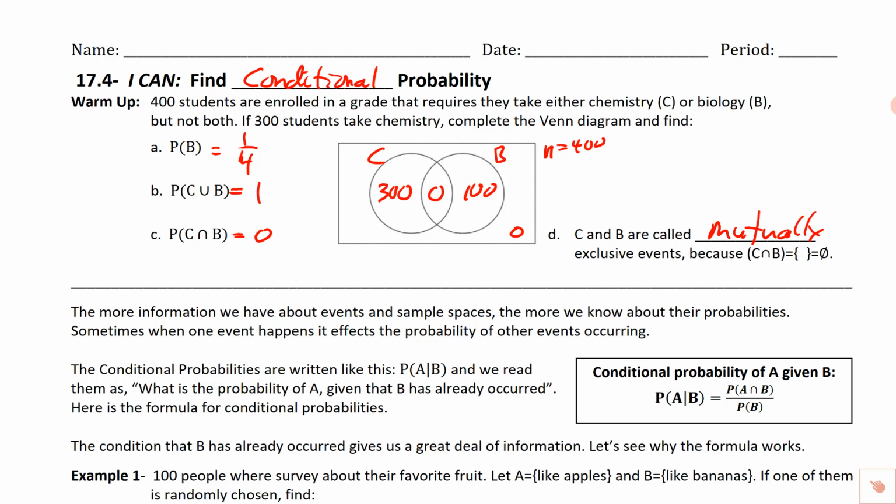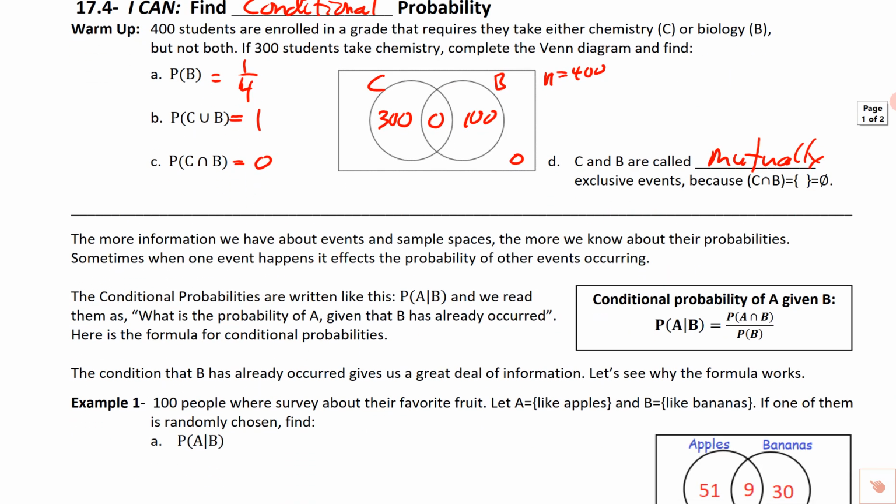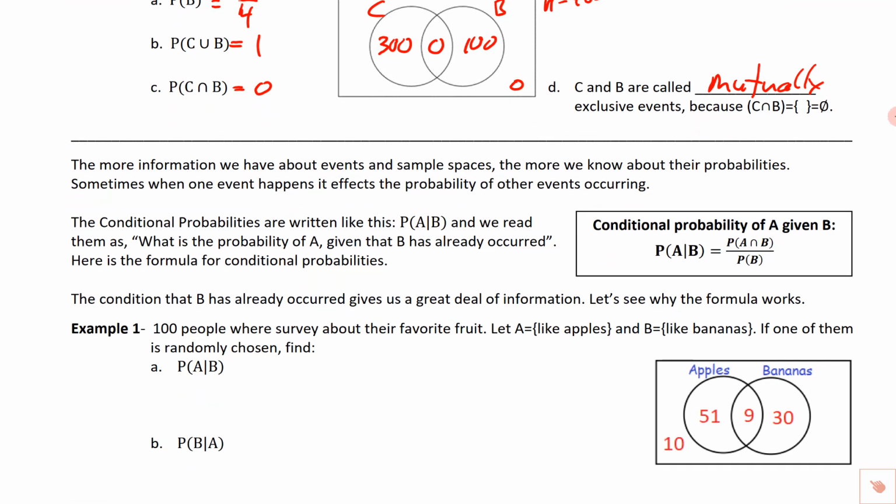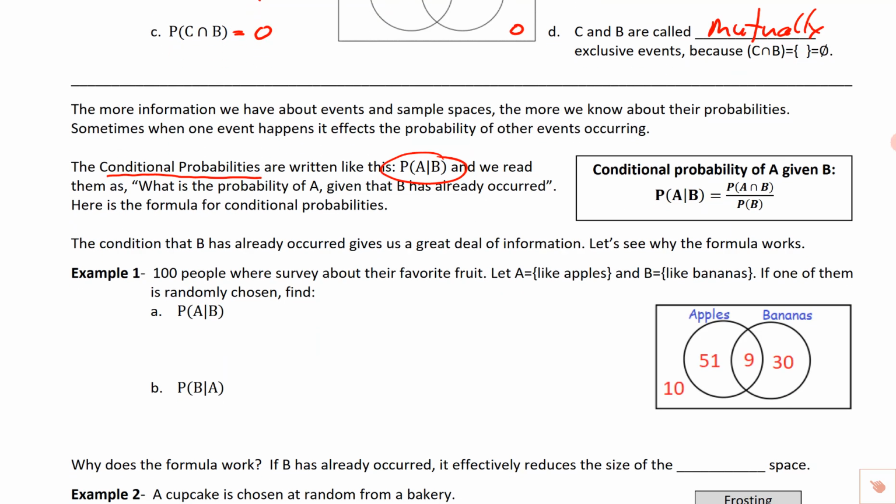So what we're going to do today is there are times where we have events where one event impacts another. We get a lot of information when that happens. So we're going to do something called conditional probabilities. Conditional probabilities are written like this. That little bar right there makes it read this way. What is the probability of A, the first one in this notation, given the fact that B has already occurred?